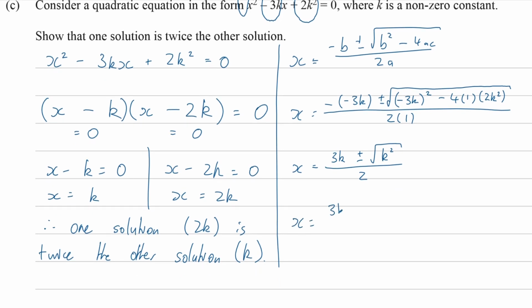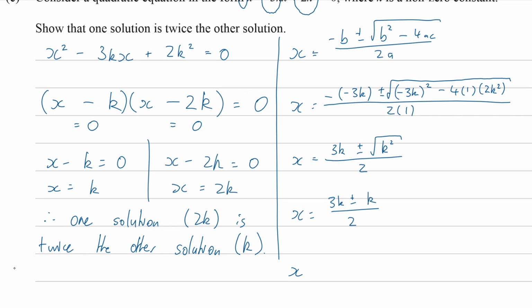So 3k plus or minus k over 2. And the plus or minus, that's giving us our two solutions. So our first solution could be x equals 3k plus k over 2, which is 4k over 2, or 2k. Or it could be x equals 3k minus k over 2, which is 2k over 2, which is k, giving us the exact same solutions as the factorized method. So our conclusion would be the same.